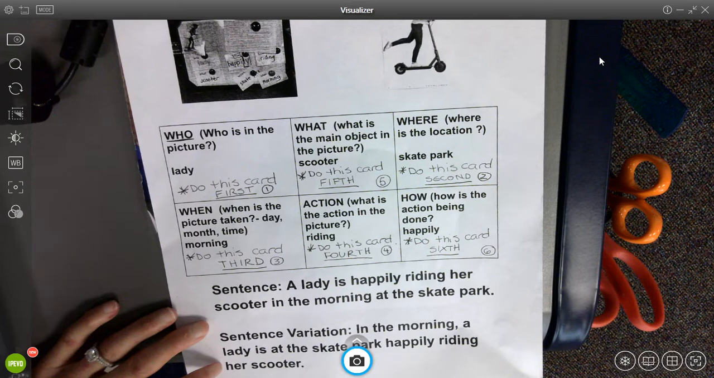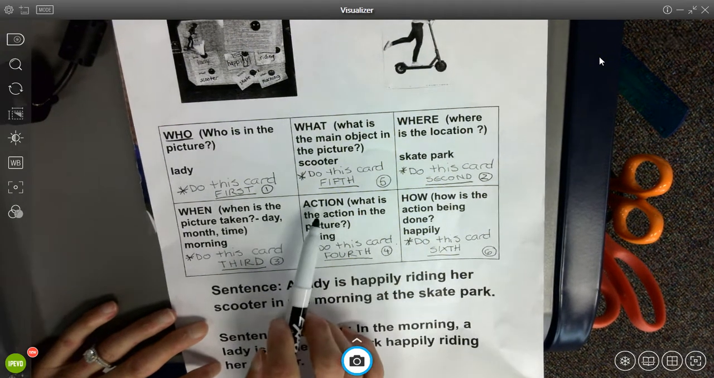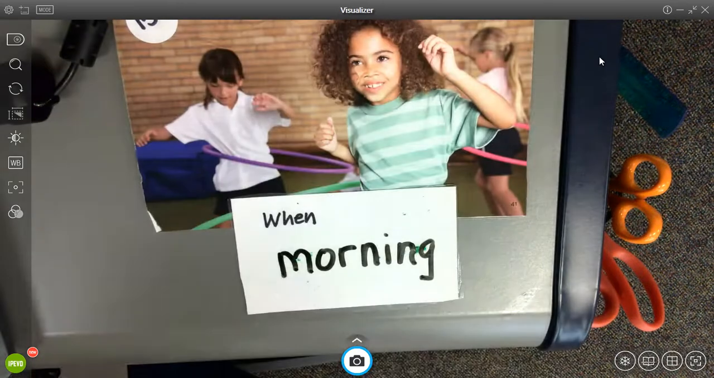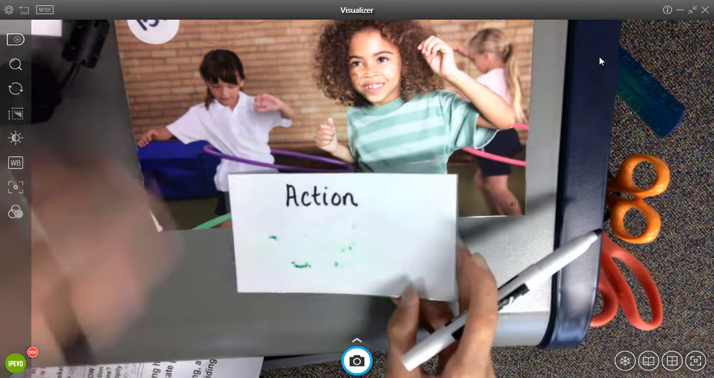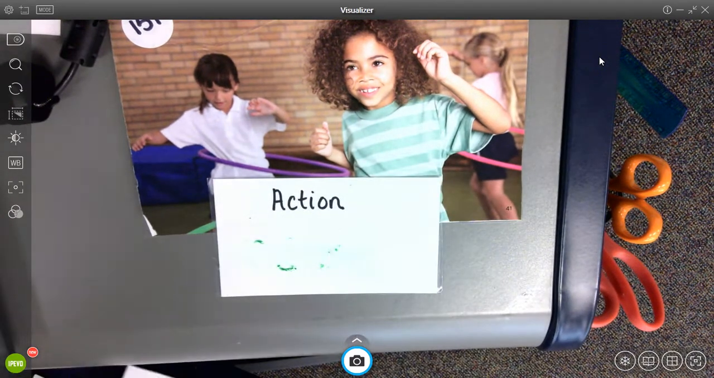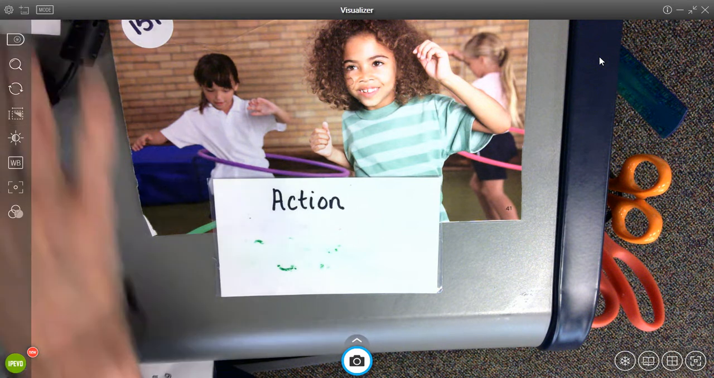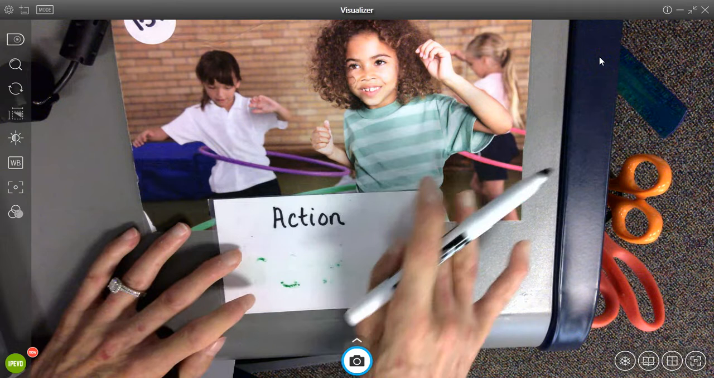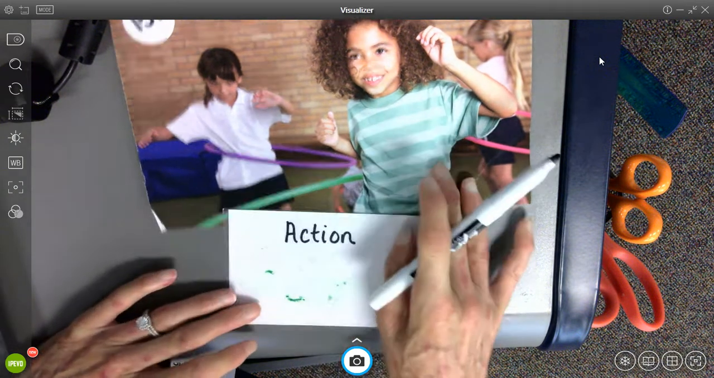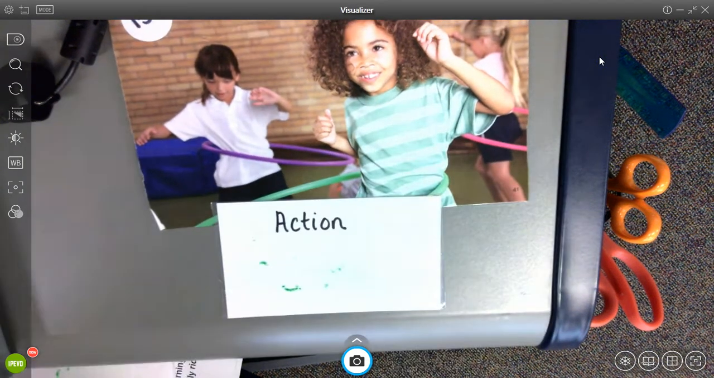And then on my cheat sheet, it says that the fourth card I should do is the action. So now I'm going to pull out my action card. And I'm going to look and say, okay, what is the action in the picture? So in other words, the who card is the kids or the girls. What are they doing? And I think they're hula hooping. That's what it looks like to me.